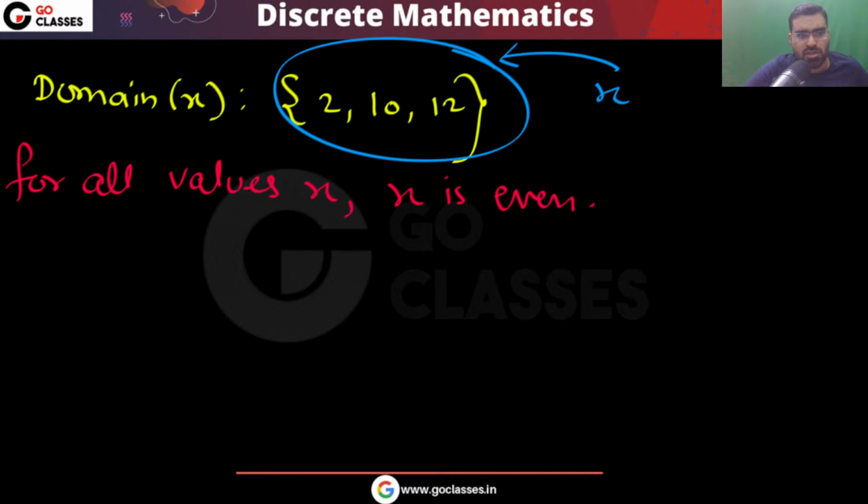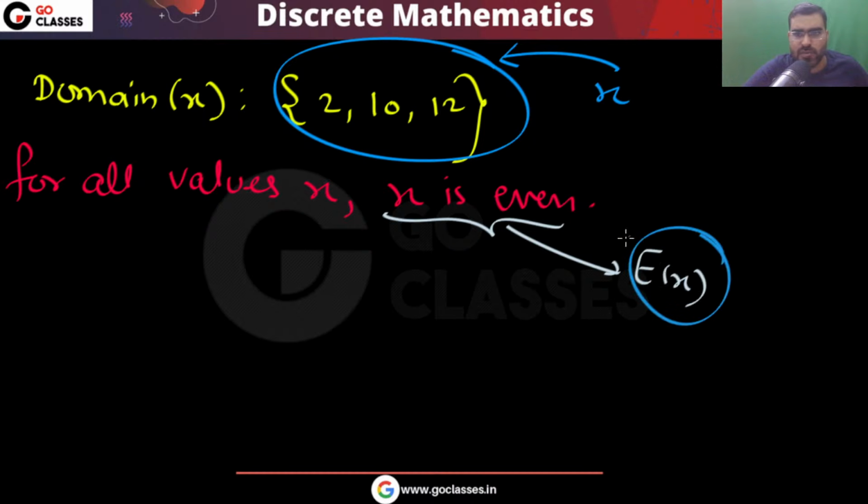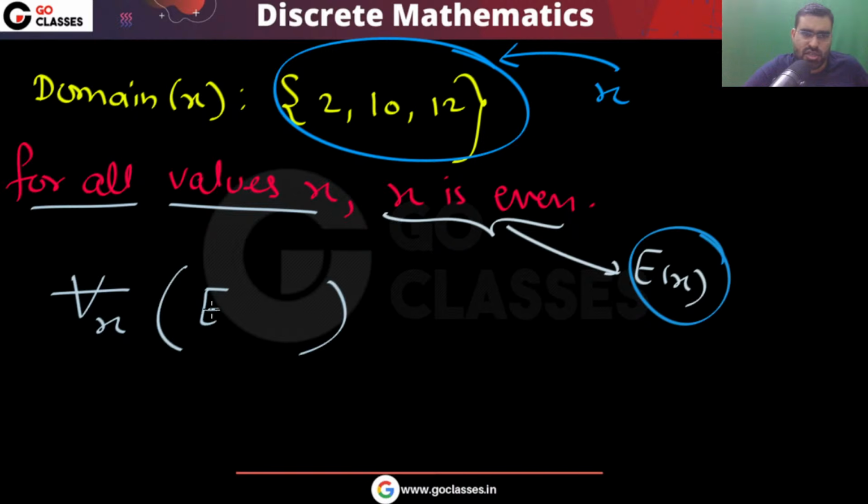Now if you want to say that for all values of x, x is even, let me assume that this is the predicate Ex. Ex means x is even. Then how will you write it? You can write very easily: for all values of x, Ex is true. Okay, so like this you can write. If you have any statement, you can write it like this in first order logic. Very simple. Now let's see when it will be true.